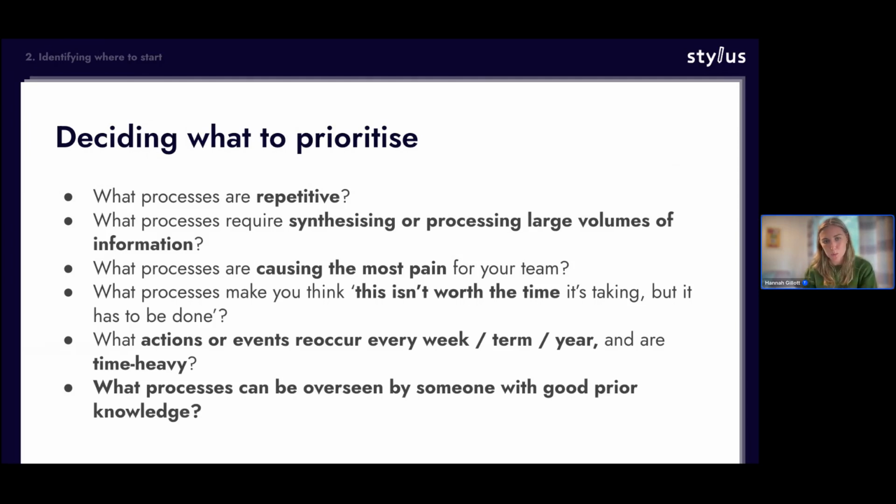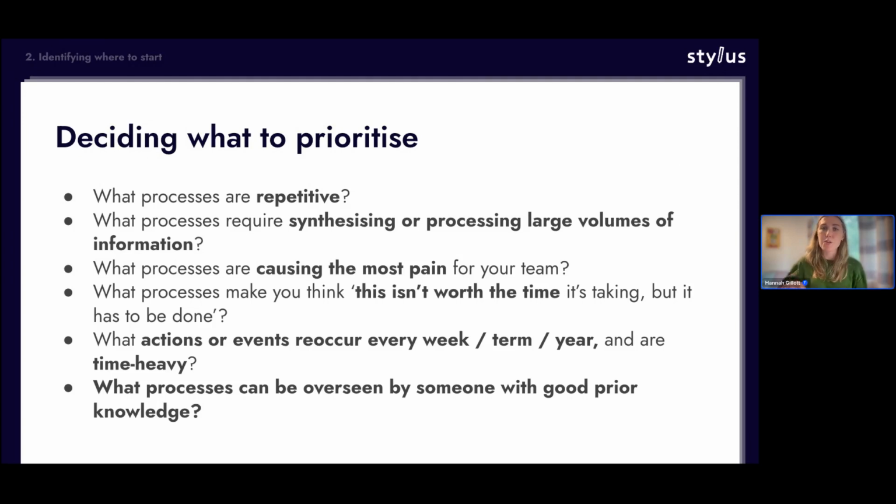And above all, processes that can be overseen by someone with good prior knowledge. So in this case, if we're looking at, let's say, letter writing, and every term we're sending home a newsletter to parents that tells them what's been going on in the school, or every half term we're sending home letters about trips, and maybe that's something classroom teachers are doing, maybe that's something office staff are doing. What we don't want to do is take our brand new member of the office team and go, here you go, here's an AI tool, here's the details of the trip, just go and use it to write a letter and then send it home, job done.